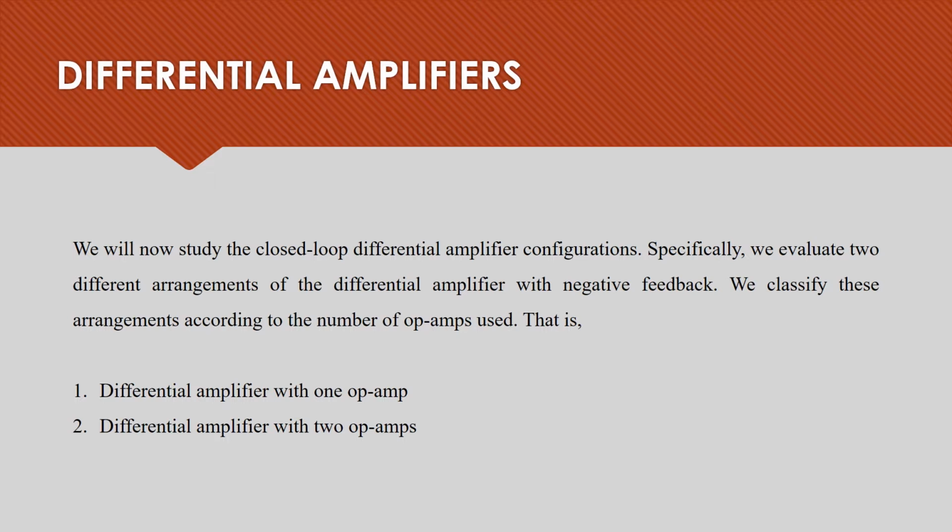So coming to differential amplifiers, we will study the closed loop differential amplifier configurations. We will evaluate two different arrangements of differential amplifier with negative feedback. We classify these arrangements according to the number of op amps used. That is, the differential amplifier with one op amp and the differential amplifier with two op amps.